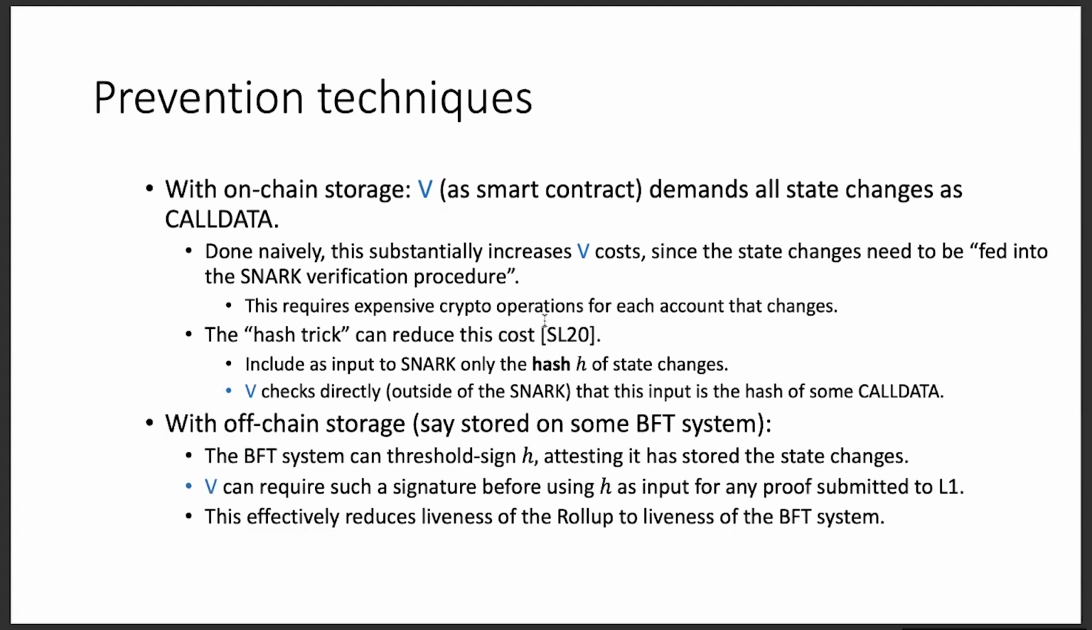With off-chain storage, which is really where the giant gas savings will come in, if people are comfortable with this, here's something else you could do. You could have some other distributed system, say using BFT techniques to achieve consensus, and that other system can threshold sign the hash value that's supposed to be the hash of the new state of the world, basically attesting that they are storing the state of the world.